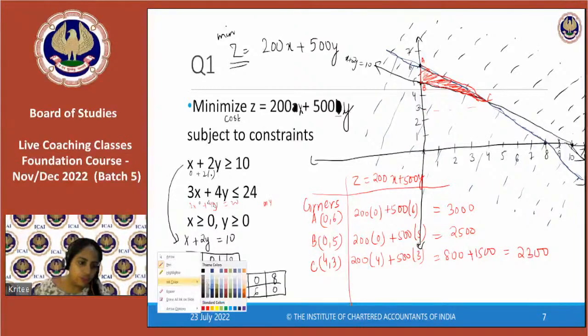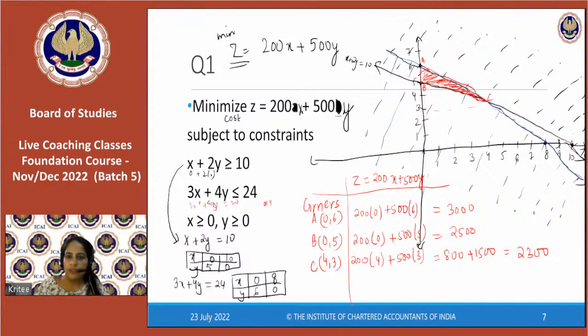And if those two are passing through C, we have two equations. That is x plus 2y equal to 10 and 3x plus 4y equal to 24. We did this in the linear equation class. We learned how to solve the linear equations to get the common answer. Yes, Sanyam is also asking me, how did I get 4,3?